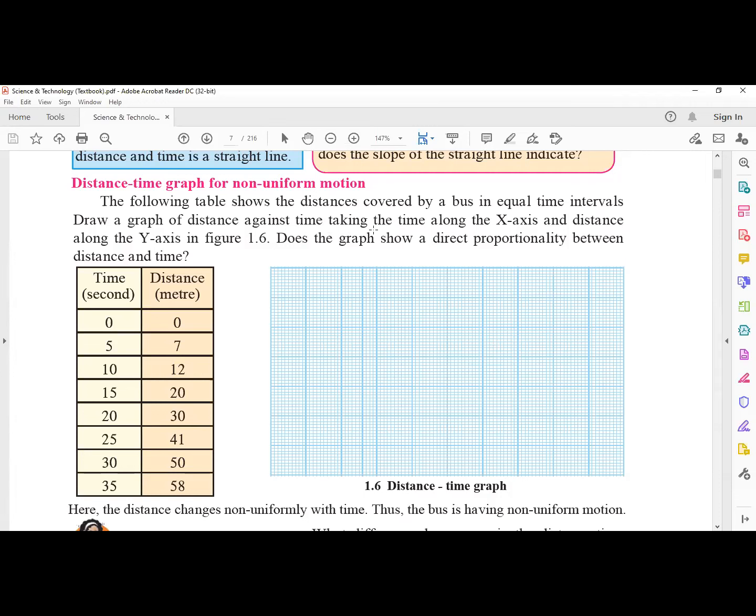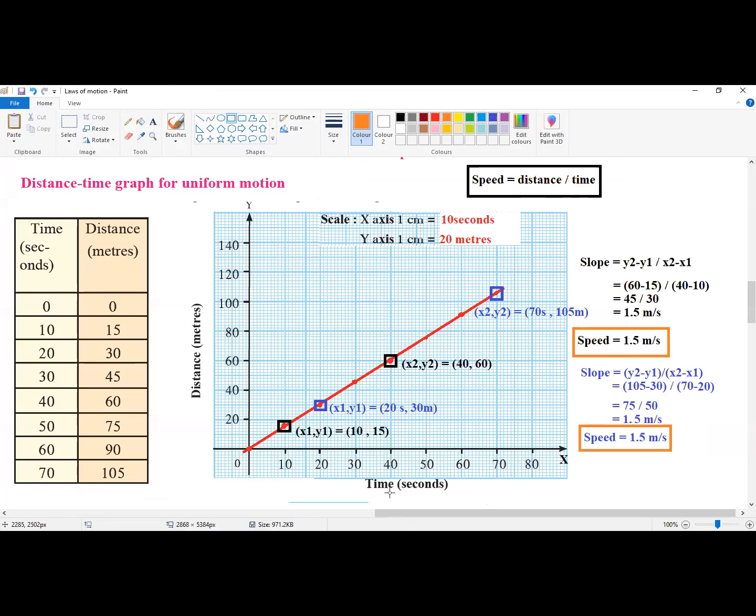Sir, do we have to draw this graph in the book? For practicing purposes you can draw it, otherwise leave it as it is. So let's go through this graph. I already have plotted this graph. Let me know whether you all have understood this distance time graph for uniform motion or not. Yes, sir.